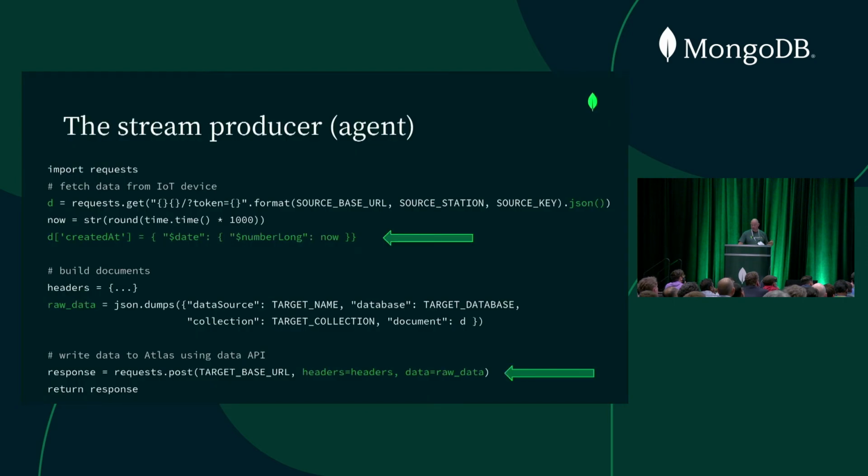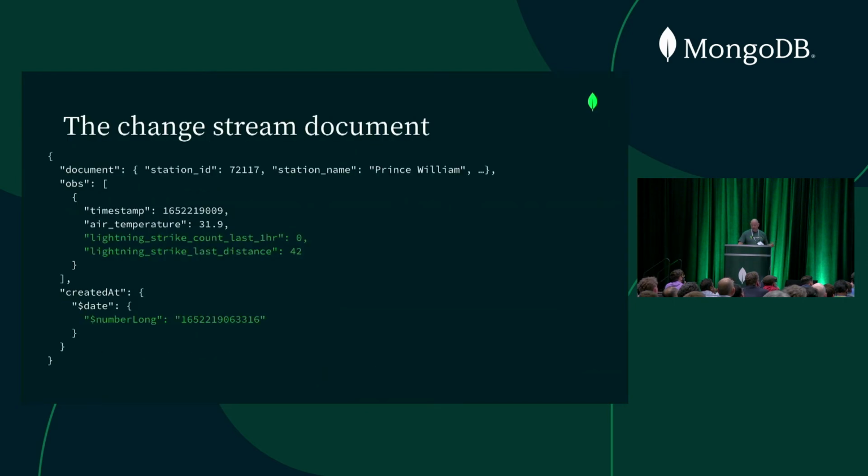Okay, so once we get done with this step, now it's going to be in Atlas. And this is what the document looks like, okay? So I've got a unique key, a station ID, and it's got a name. Then I've got the observations array. So this is a complex document. The document model is important here. It has a timestamp and a couple of measurements. So the lightning strike count lasts 1 hour, and the lightning strike last distance.